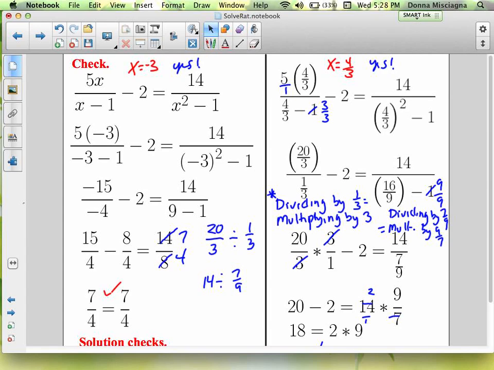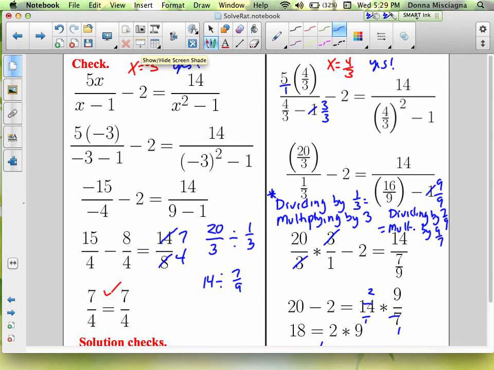That's what 4/3 squared is. And I need to change that 1 to 9/9. So now we have 14 divided by 7/9. And dividing by 7/9 is the same as multiplying by 9/7. Well, 14 times 9/7 we can reduce. So 7 divided by 7 is 1, 14 divided by 7 is 2.